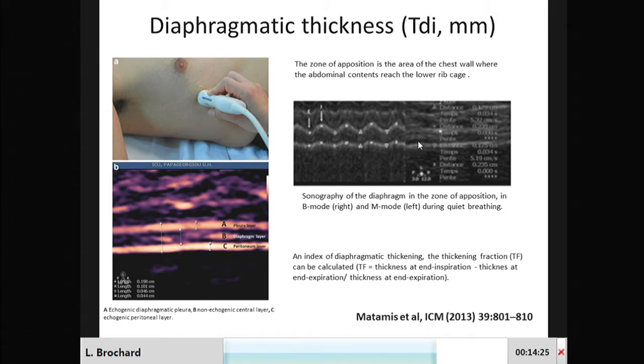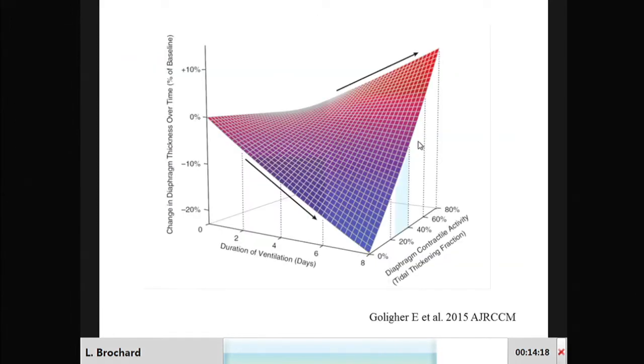And this tool has now been used in a number of studies to detect the change in thickness. This was a study done in Toronto by Johan Erliger on more than 100 patients ventilated for 24 hours or more, looking prospectively, daily, at the diaphragm thickness and also at the diaphragm thickening, which means how much the patients are using their muscle.